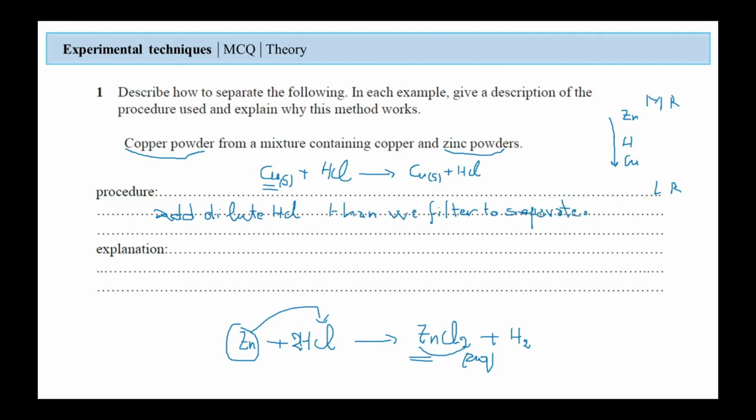This is the procedure, which means here that we will be using dilute hydrochloric acid in a way to dissolve zinc but not copper. And after that, we will be filtering the mixture. Then we will be collecting copper as a residue. Then ZnCl2 will pass as a filtrate. The explanation is because copper does not dissolve in dilute HCl. Zinc reacts to form a salt.